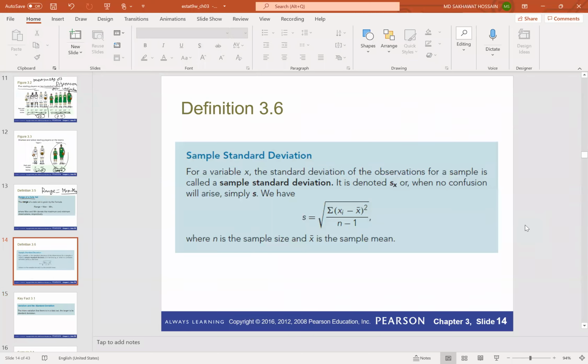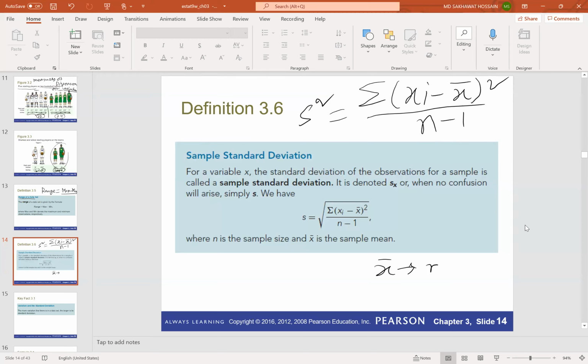Okay, so there is another measure of variation, which is called the sample standard deviation. This comes from the sample variance, S squared. And S squared is the summation of (xi minus x bar) squared, divided by n minus 1. So what does it mean actually? Here x bar is the sample mean, and xi are the individual observations.